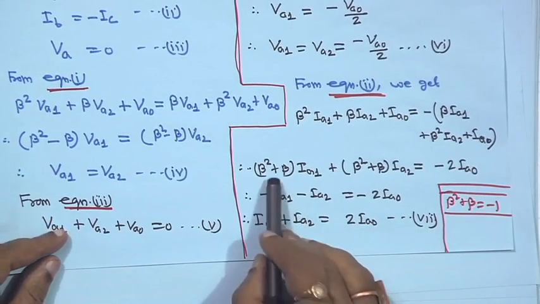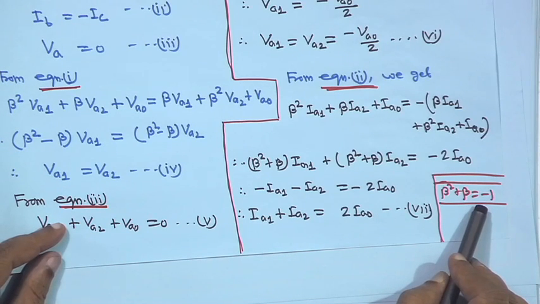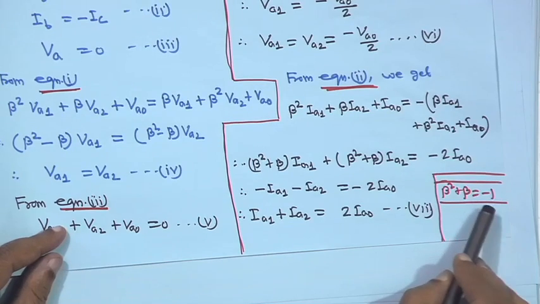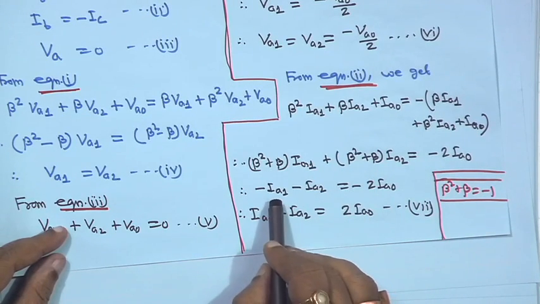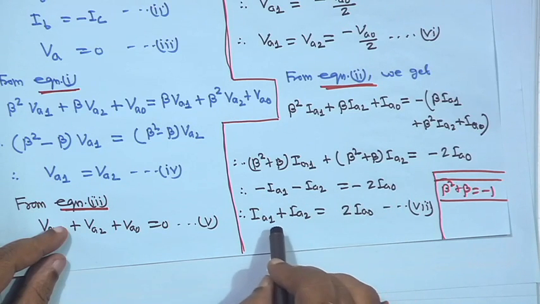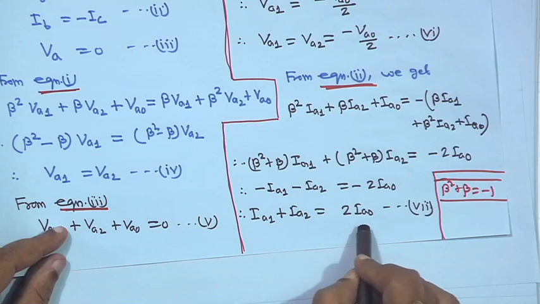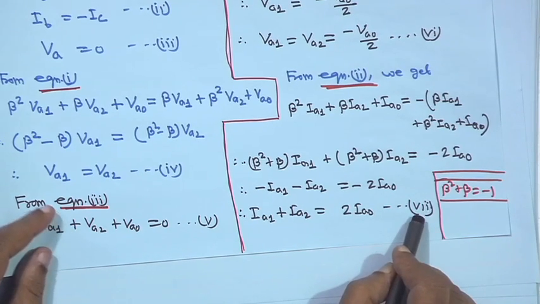That means, beta square plus beta is equal to minus 1, because we have seen the identity that beta square plus beta plus 1 is equal to 0. So, you put it here, minus I A 1 minus I A 2 is equal to minus 2 I A 0. That means, I A 1 plus I A 2 is equal to 2 I A 0. So, this is equation 7.